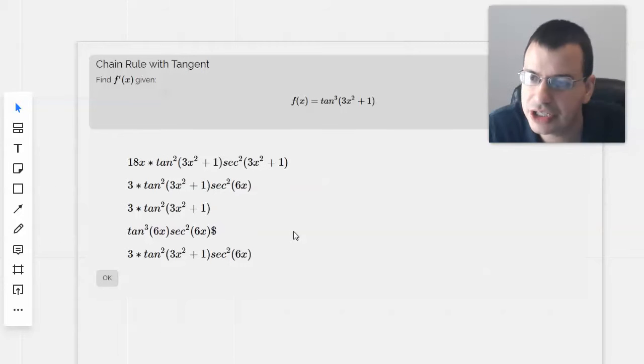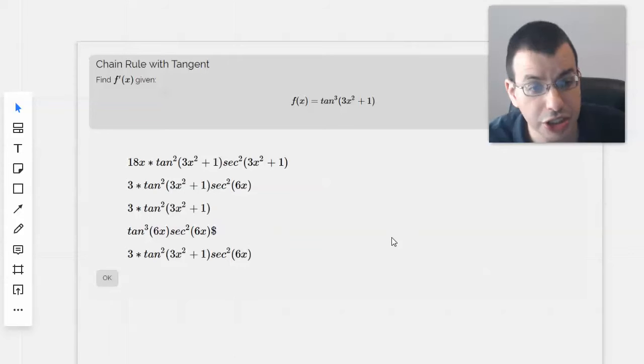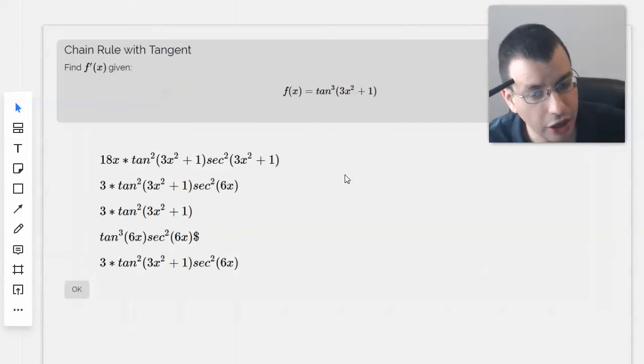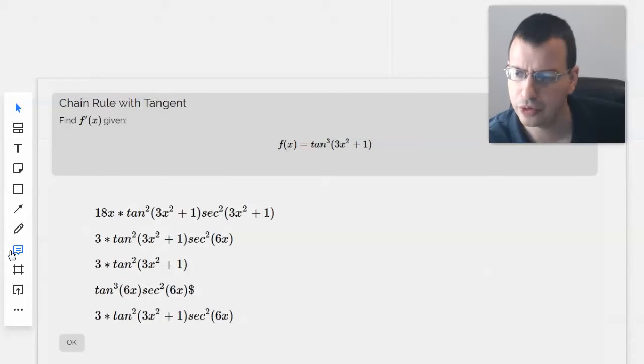Chain rule with tangent. So find f prime of x given f of x equals tangent cubed of 3x squared plus 1. Ooh, that's a lot of nesting.